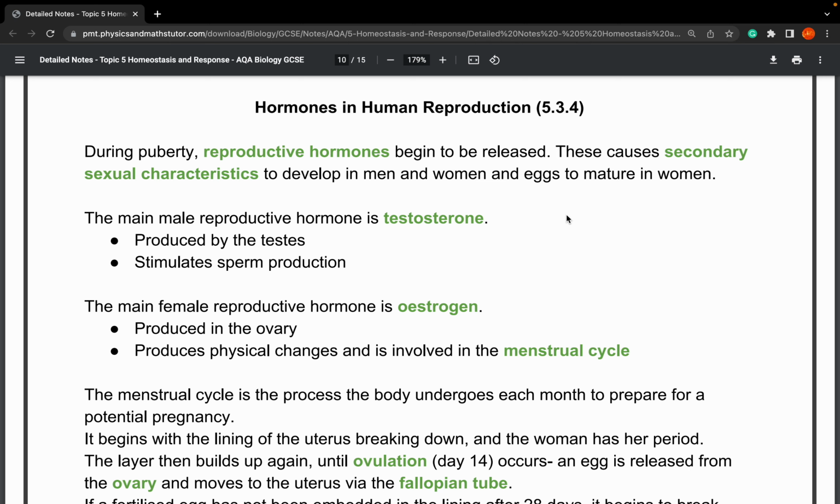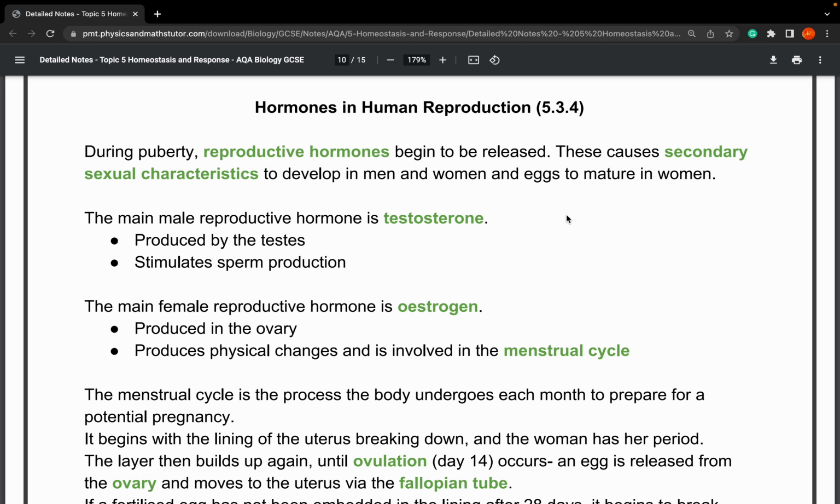So next we are going to discuss hormones involved in human reproduction. During puberty, the age when a girl or boy becomes sexually mature, reproductive hormones begin to be released. These are called secondary sexual characters, which develop in men and women. In women, the eggs are maturing in the ovary.